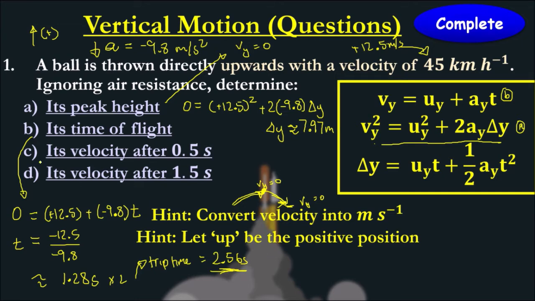Okay, and then I'm going to show you the velocity after 0.5 seconds, and then you can work out what the velocity is for the 1.5 second scenario. The equation we're going to use is this one here. The final velocity we want to know, the initial velocity you already know, 12.5, and then we know the acceleration, and then we know the time.